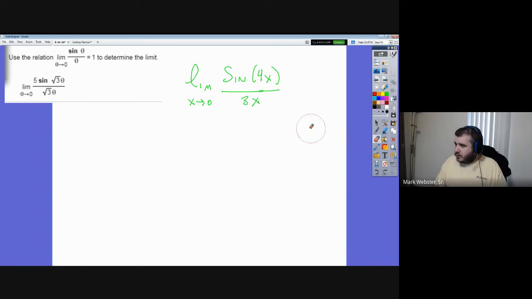You can say, forget that 3. I don't want it. I'm going to put it out here. Right? It was in the bottom, so you got to put it in the bottom here. I just pulled it out. And then all you have to do is put a 4 there.